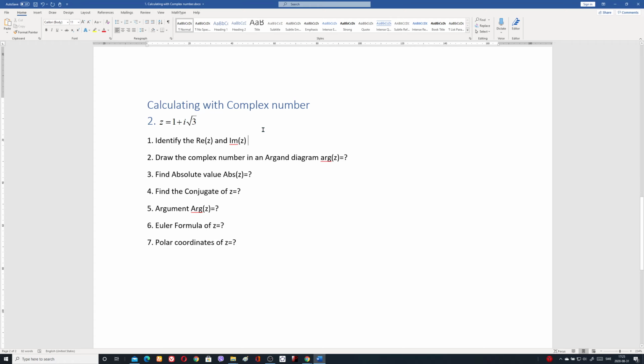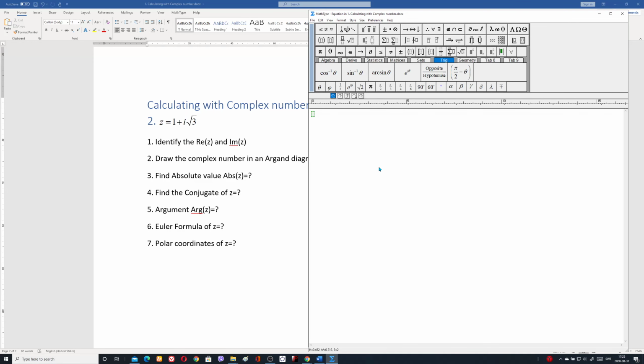Now I have another complex number, which is z equal to 1 plus i multiplied by the square root of 3. So now we will try to identify which is the real part of this complex number and which is the imaginary part of this complex number. Okay, so let me see.